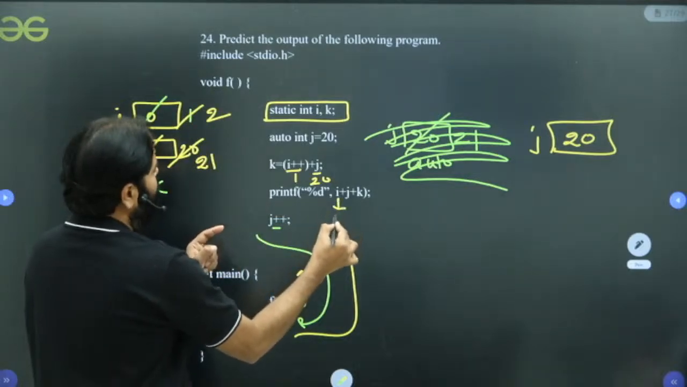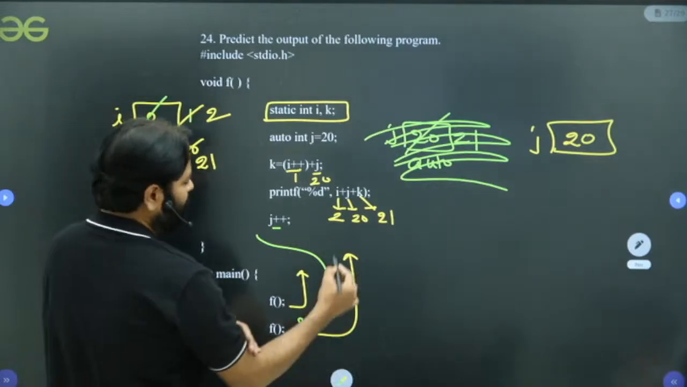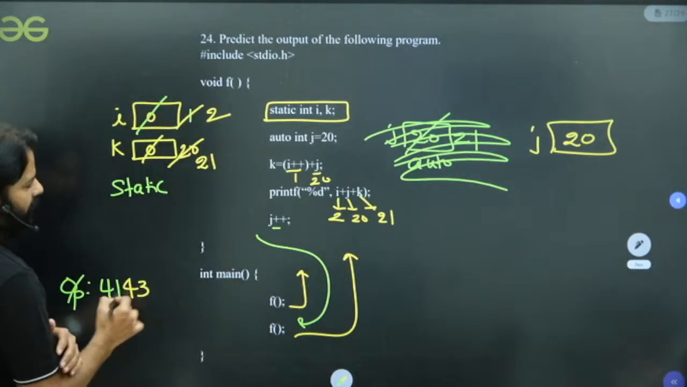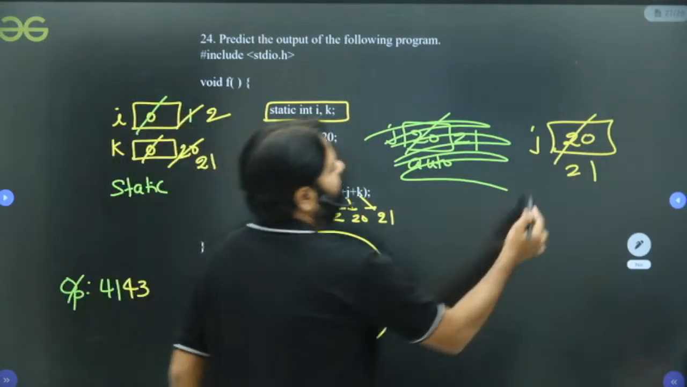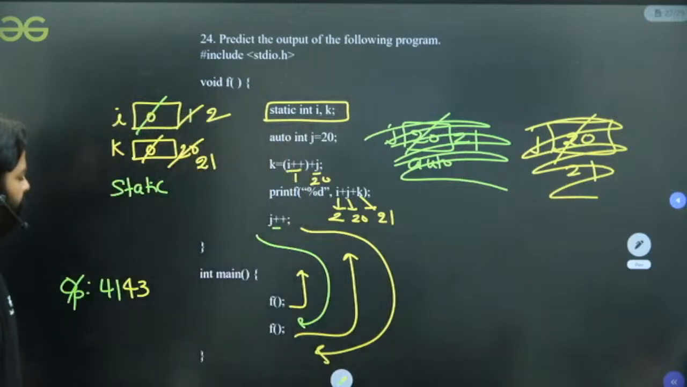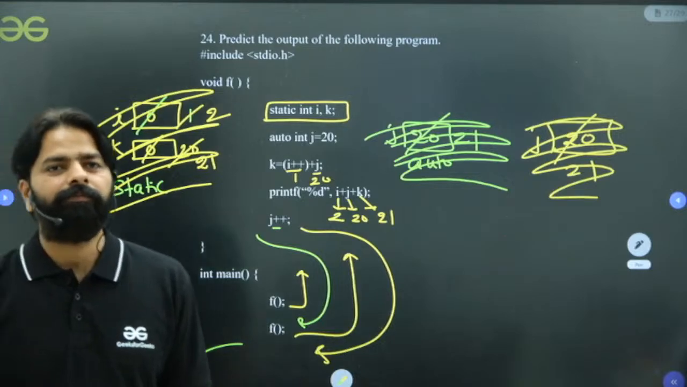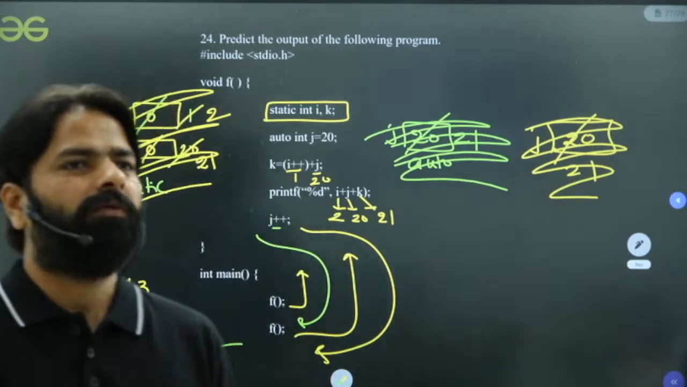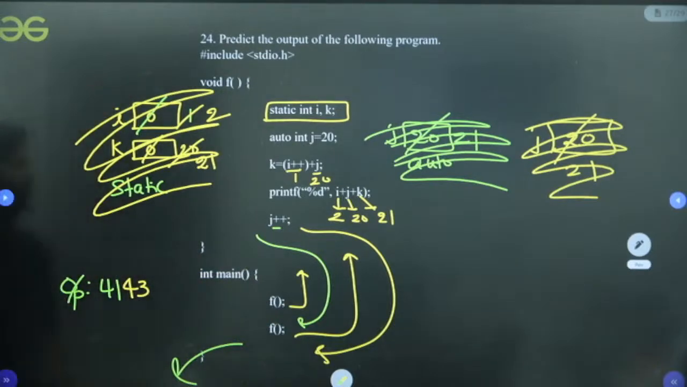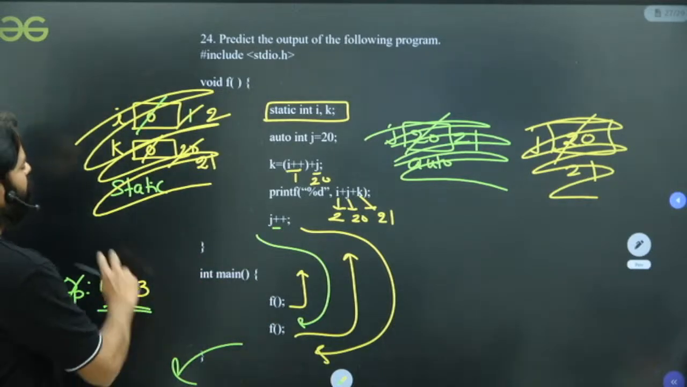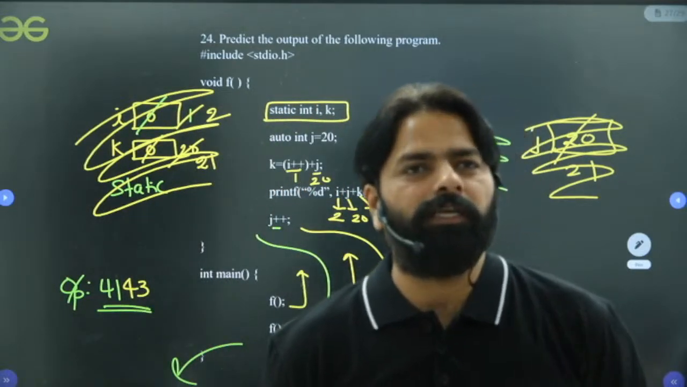And now this time i is 2, j is 20, k is 21. So what is it? 43, right? And 43, and j++ is 21, and when it is returning back, j will be deleted. So now the answer is 41, 43. The static variables will be deleted only when the program terminates. So the answer is 4143.